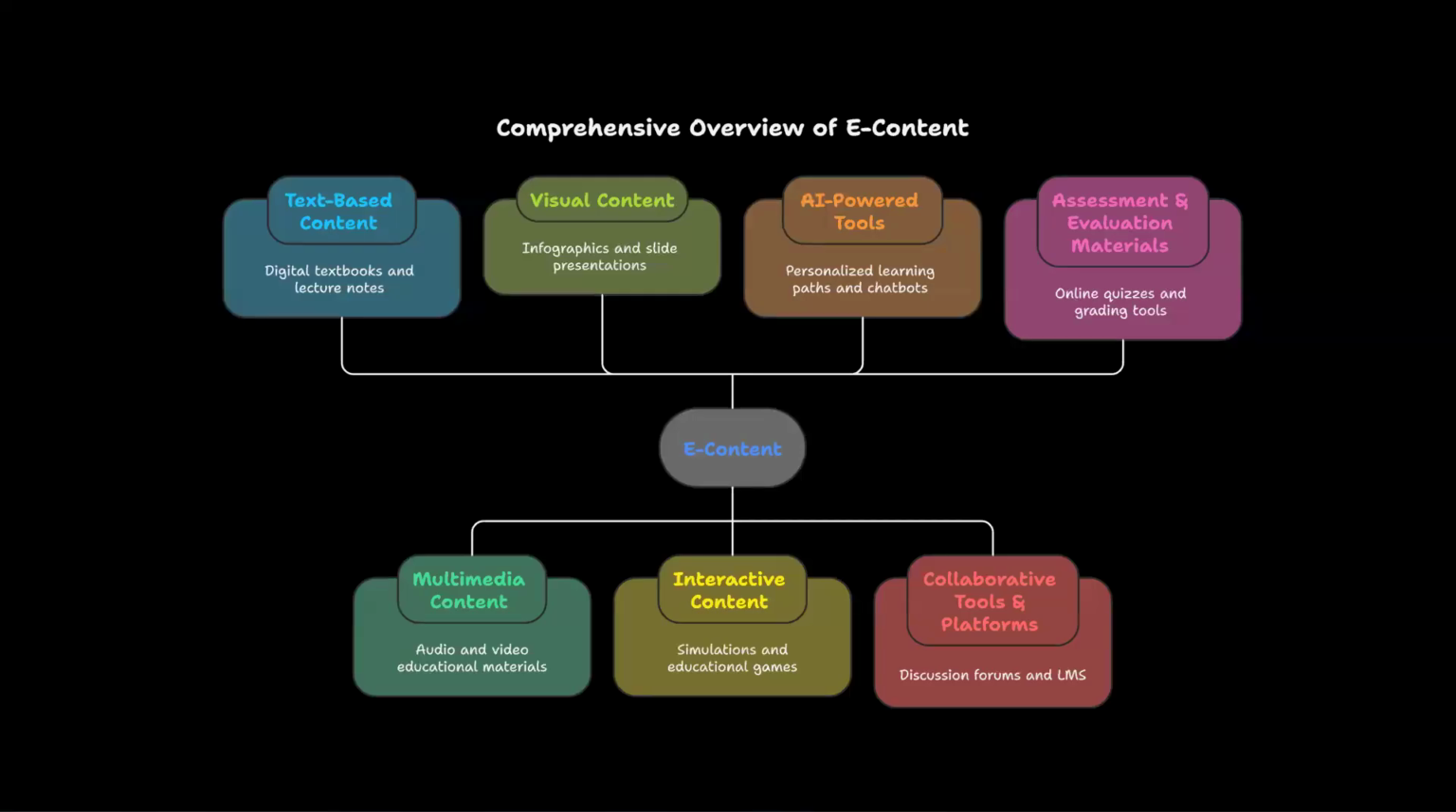And also we have the content that is related to assessment and evaluation materials. The categories that come under this are the online quizzes and the grading tools. The next is your multimedia content, which is specifically based on audio and video educational materials, which is called interactive content, the simulations and educational games, collaborative tools and platforms. This also has the discussion forums and LMSs. So keeping the entire overview of different types of e-content, we have to decide upon the AI.